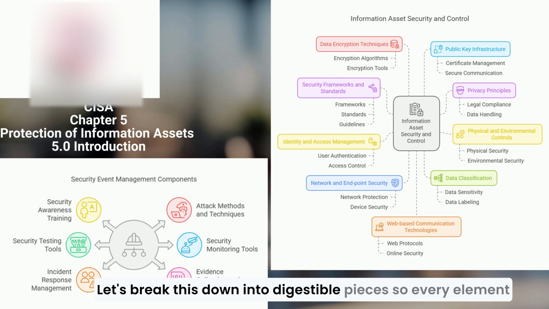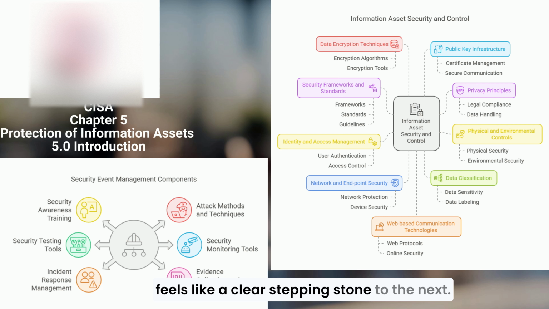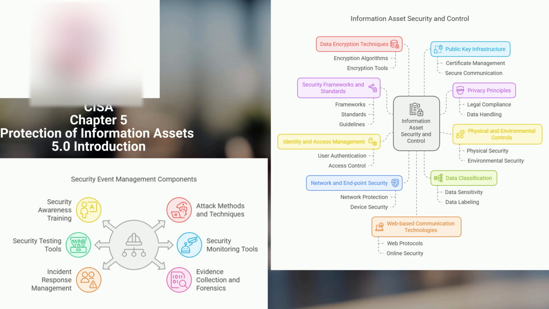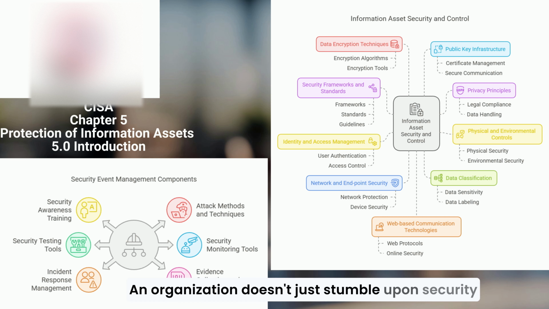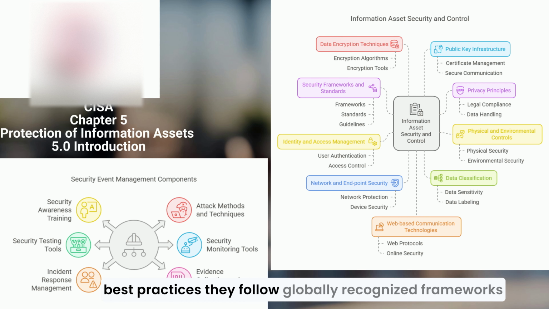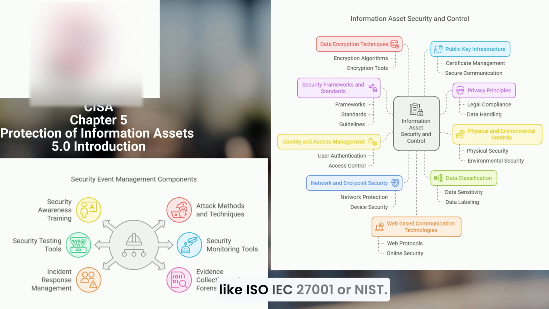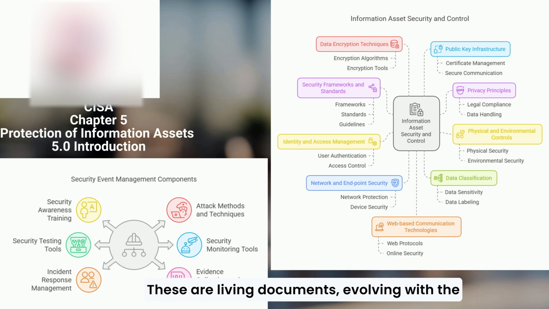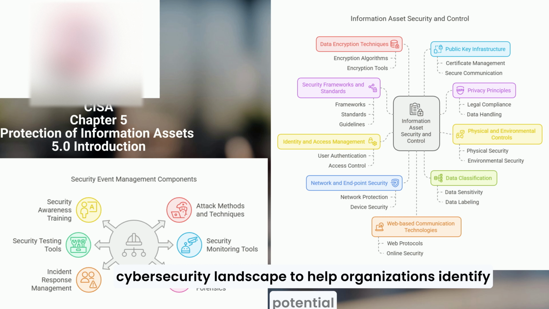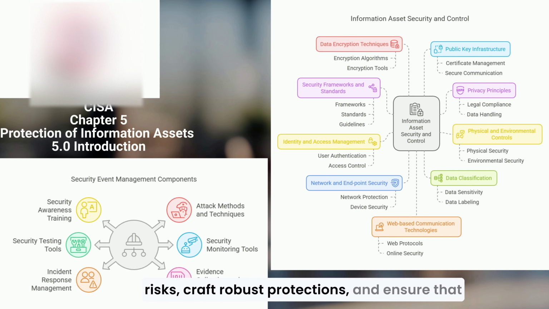Let's break this down into digestible pieces so every element feels like a clear stepping stone to the next. Foundations of information asset security, a framework for trust. First, let's talk frameworks, standards, and guidelines. Think of these as the blueprints and rule books for governing information security. An organization doesn't just stumble upon security best practices. They follow globally recognized frameworks like ISO/IEC 27001 or NIST. These are living documents evolving with the cybersecurity landscape to help organizations identify potential risks, craft robust protections, and ensure that policies are repeatable and scalable.